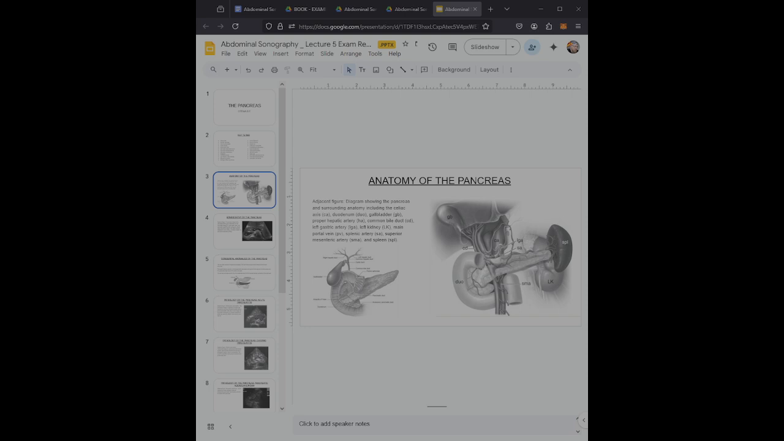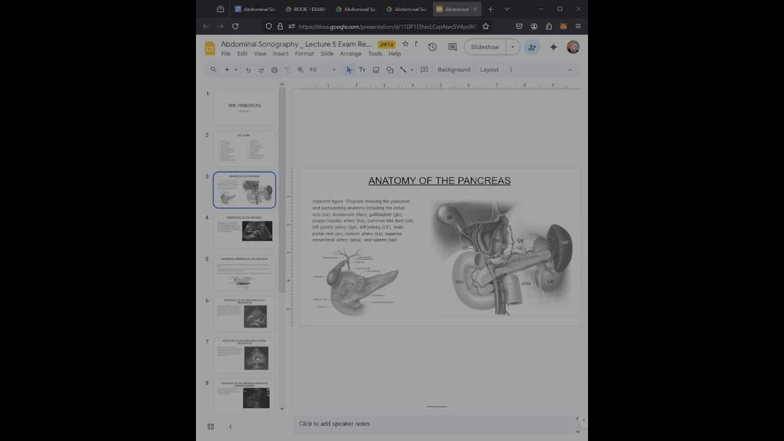The exocrine function of the pancreas occurs through amylase, lipase, sodium bicarbonate, and trypsin. So amylase digests carbohydrates and converts starch to sugar. Lipase digests fats and converts fats to fatty acids and glycerol. Sodium bicarbonate neutralizes stomach acid. And trypsin, chymotrypsin, and carboxypolypeptidase are proteases. These digest proteins.